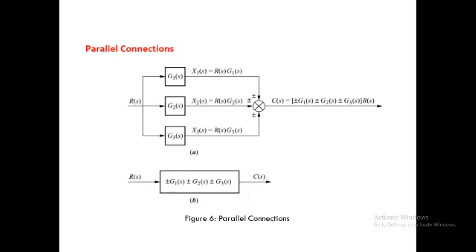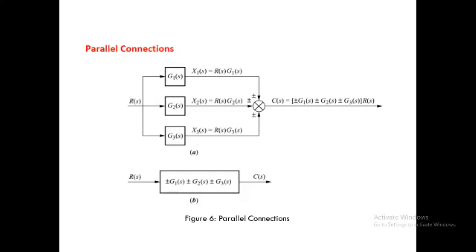So for G1 of s here, the output will be X1 of s equals R of s into G1 of s. For G2 of s, the output will be X2 of s equals R of s into G2 of s. And for G3, again the same, it is R of s into G3 of s, at the same pickup point.